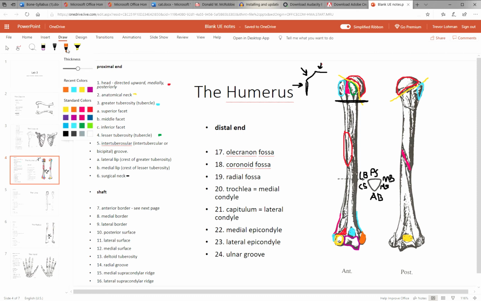And that brings us to our last structure called the ulnar groove. And it is right there. And that's a groove for our ulnar nerve. So if you ever hit your funny bone, you know what I'm talking about.